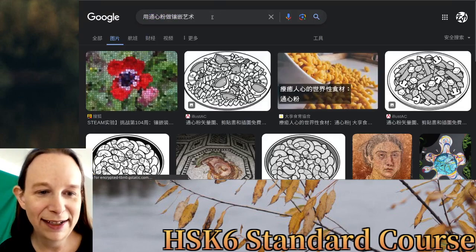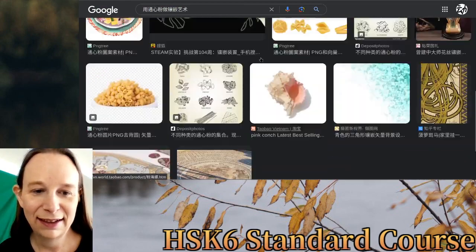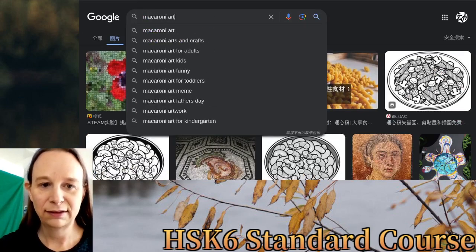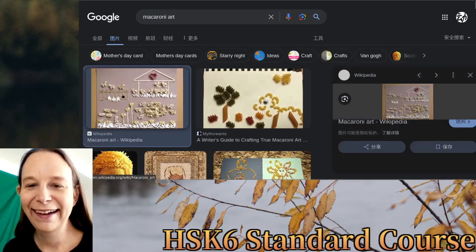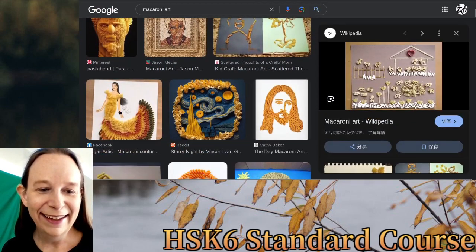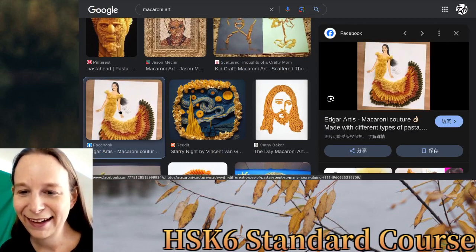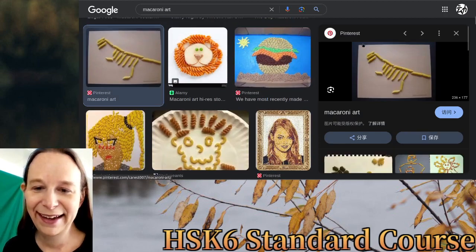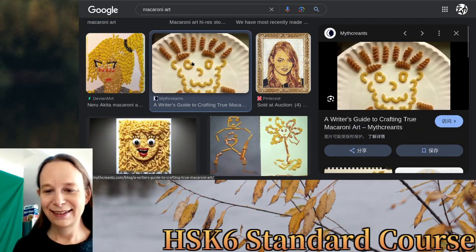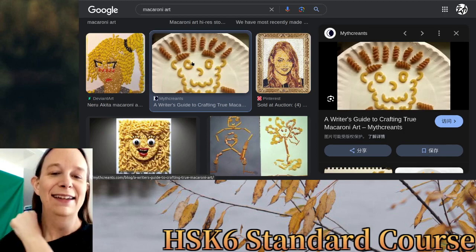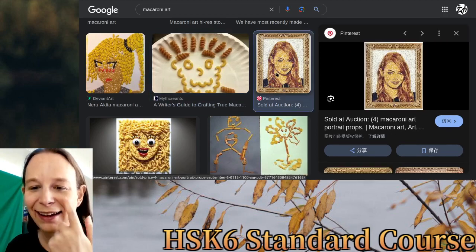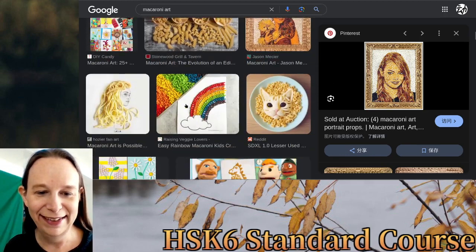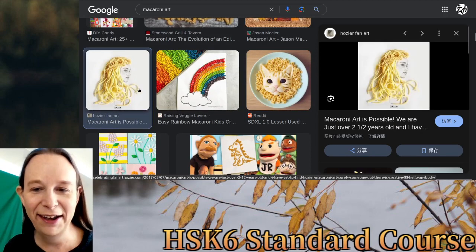Using macaroni to make art. Why am I not seeing macaroni art? Yeah, here. Macaroni art. Yeah, this one. Wow, that's really cool. It's not just macaroni. This is all sorts of pasta. Yeah, this is more like what kids make. Or this one. This is macaroni art. So maybe 镶嵌. Is that really macaroni art? Wow, some of these are intense. Pretty impressive for the material used.